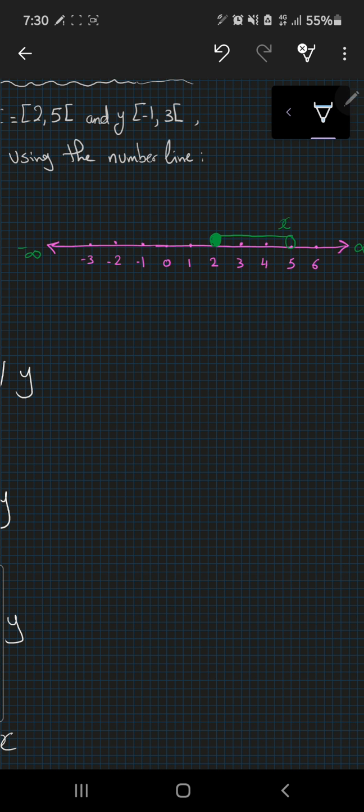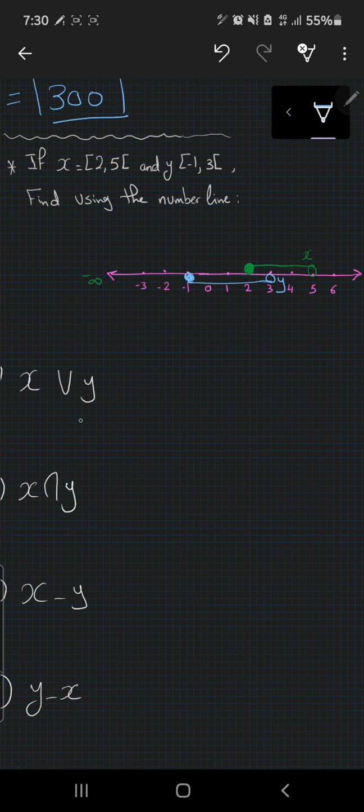Okay, y is negative 1 closed here and 3 open. Okay, here is y. We want to get x union y. What's the meaning of x union y? All elements between x and y. So negative 1 closed till 5 open.